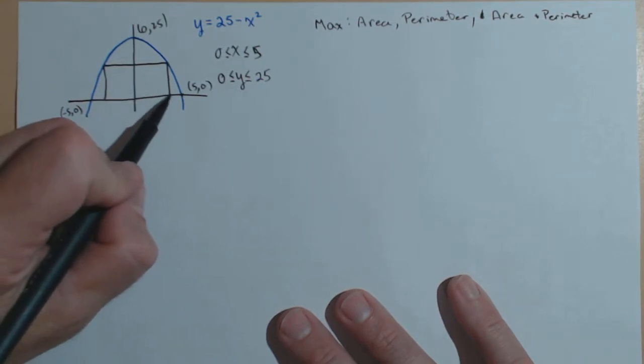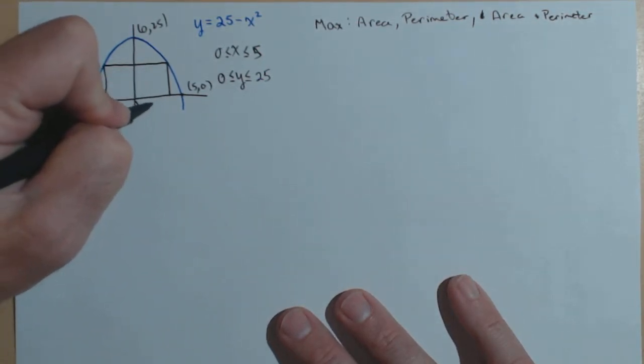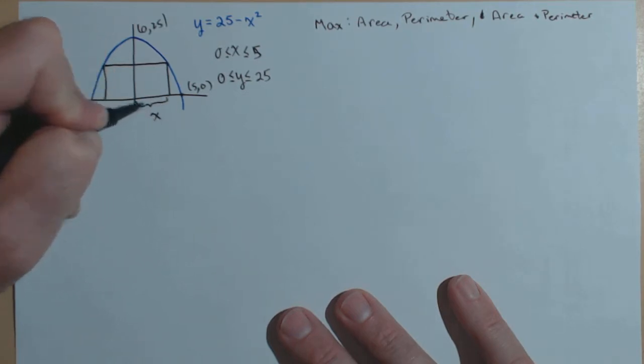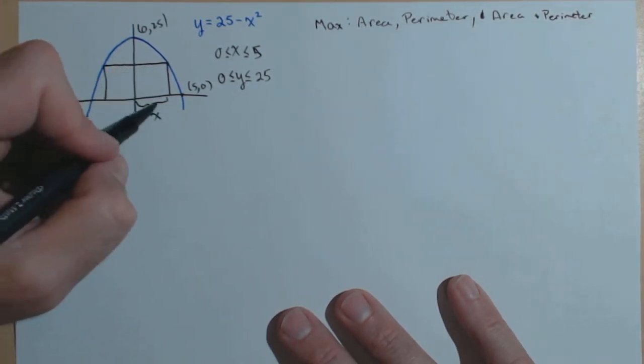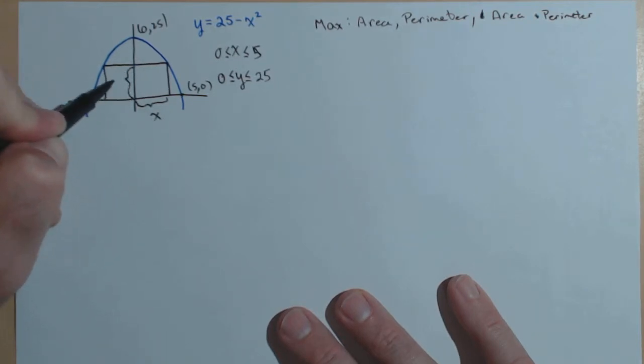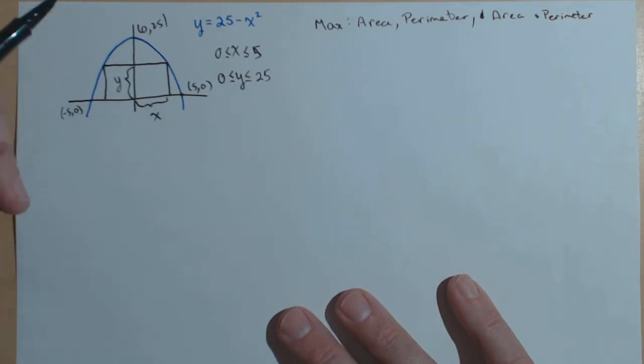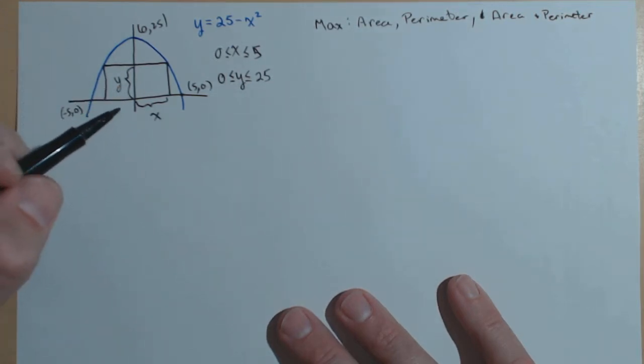Now you might be wondering why x is between 0 and 5 and not negative 5 and 5. I'm deciding to let x just be this part right here, only half of the width, because it matches up with our Cartesian plane. And there's going to be my y. So I'm basically measuring x and y like we would on a normal graph in rectangular coordinates.